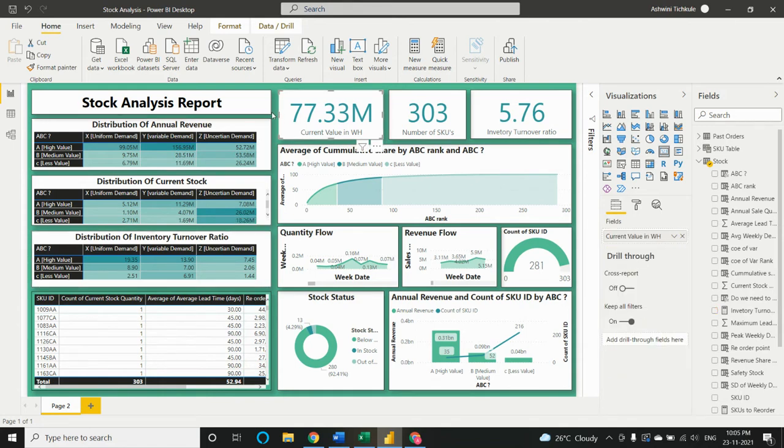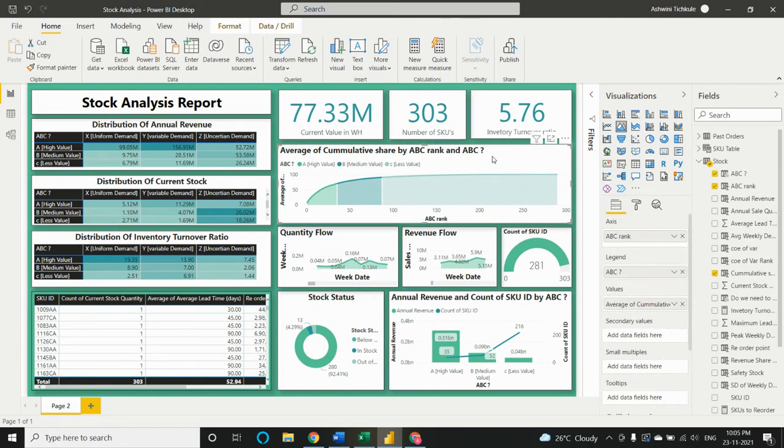So let's see this. These are the cards from the visualization pane, and here the current value in WH is 77.33 million. The number of SKUs present is 303. The 5.76 is the inventory turnover ratio. Okay, and this, see, this is the area chart.